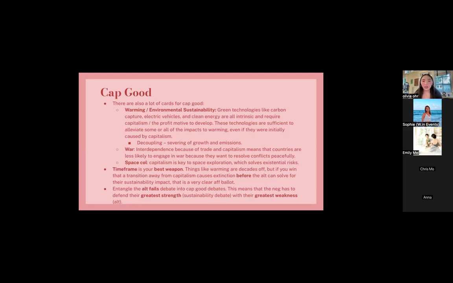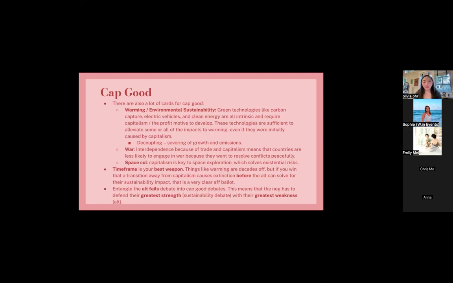Next is war. So there's cards that say that the interdependence of countries because of things like trade that are intrinsic to capitalism means that countries are less likely to engage in war because they want to resolve conflicts peacefully, and it would be illogical and bad for them to resolve it in a violent way.